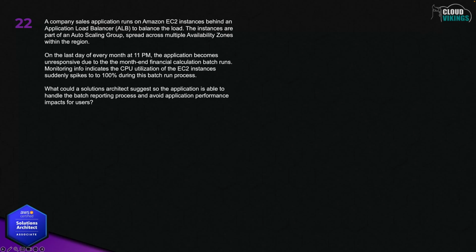Question 22. A company sales application runs on Amazon EC2 instances behind an application load balancer, ALB, to balance the load. The instances are part of an autoscaling group spread across multiple availability zones within the region. On the last day of every month at 11 p.m., the application becomes unresponsive due to the month-end financial calculation batch runs. Monitoring info indicates the CPU utilization of the EC2 instances suddenly spikes to 100% during this batch run process. What could a solutions architect suggest so the application is able to handle the batch reporting process and avoid application performance impacts for users?